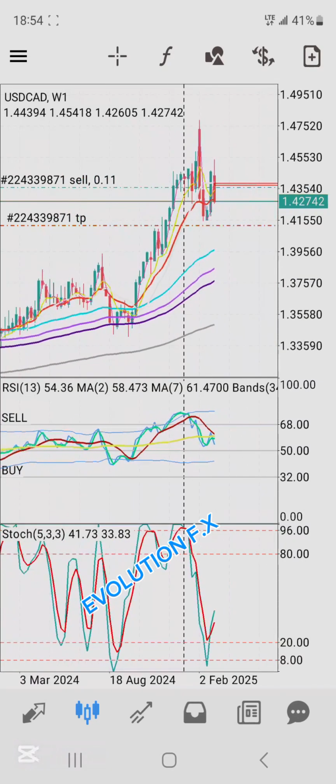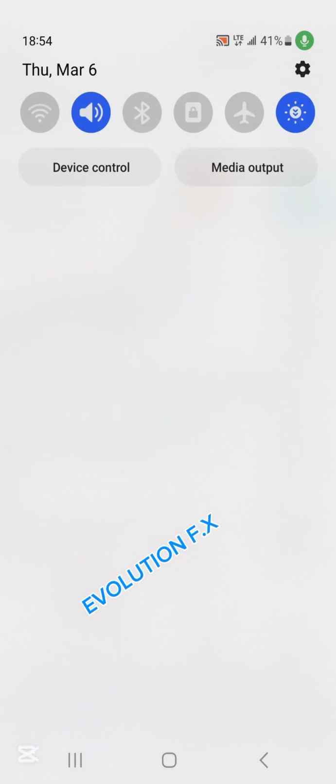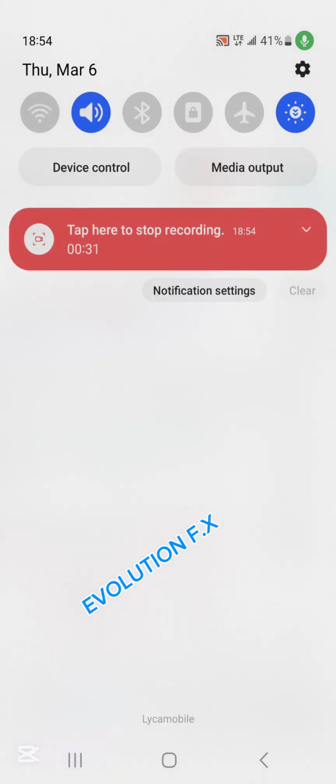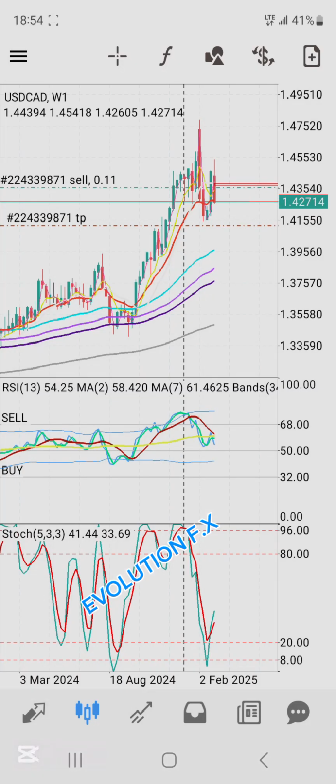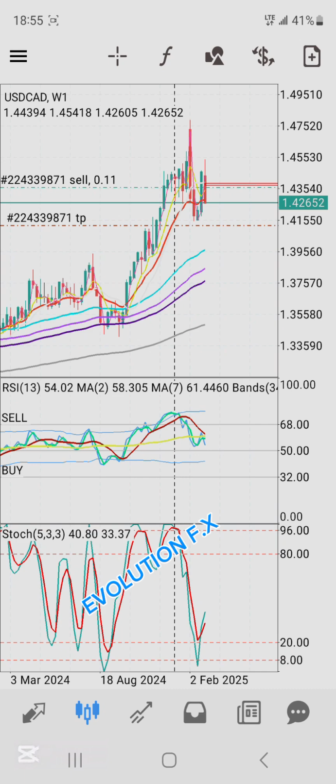Successful trade of the USD CAD happened today on the 6th of March 2025. Want your win rate to be a little bit higher? First of all, try all means to get rid of smaller time frames when you come to analyzing trades.